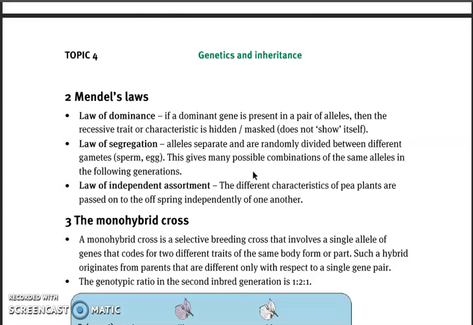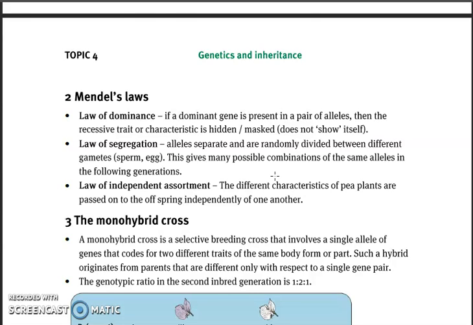His second law was the law of segregation. This basically states that alleles separate and are randomly divided between different gametes. As we already know, our gametes are our sperm cells and egg cells. So what the law of segregation tells us is that during meiosis, the separation is random and it divides between your egg cells or your sperm cells.